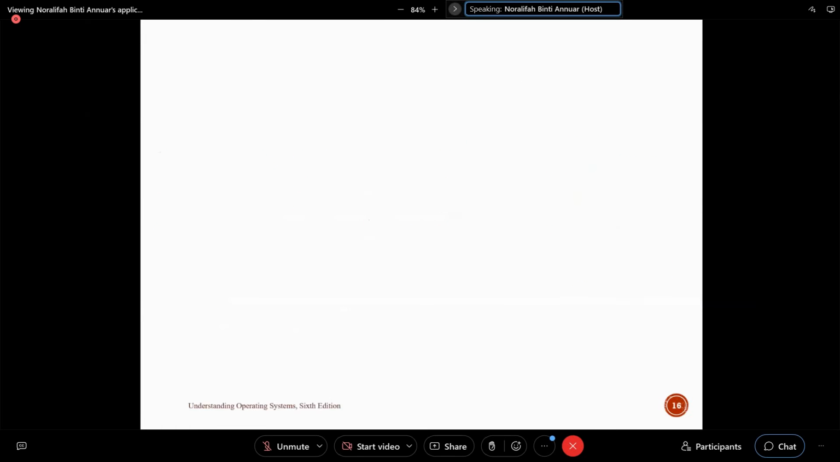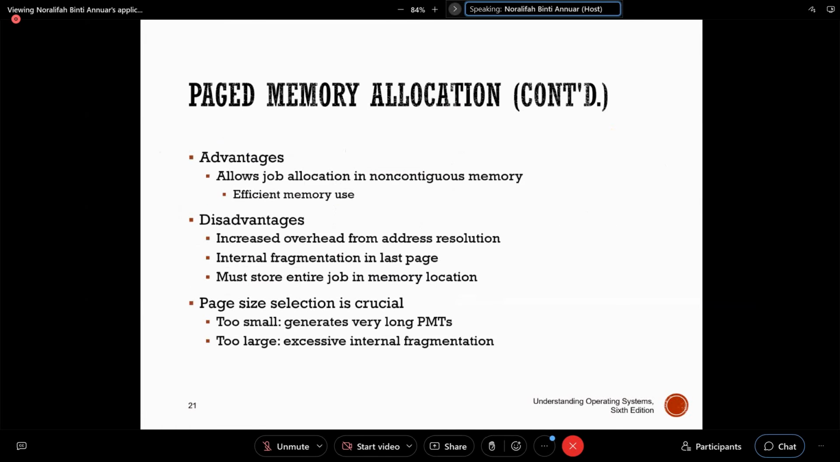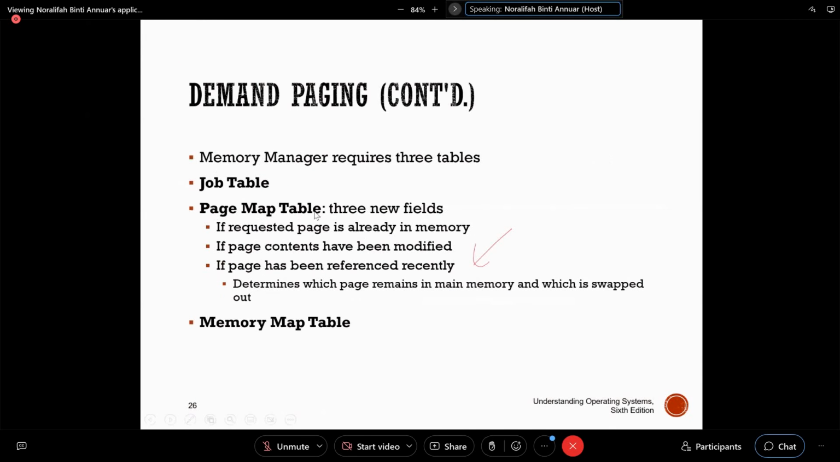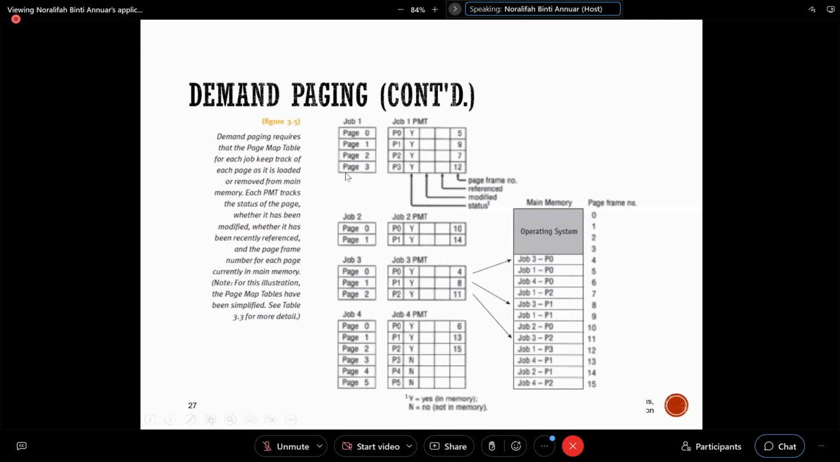Okay, kalau dia dah demand paging, so your PMT will have extra information. Tu je. Okay, this is dia bagi contoh lah. Job number 1, remember, is divided into a number of pages. Okay. Ni PMT awak.